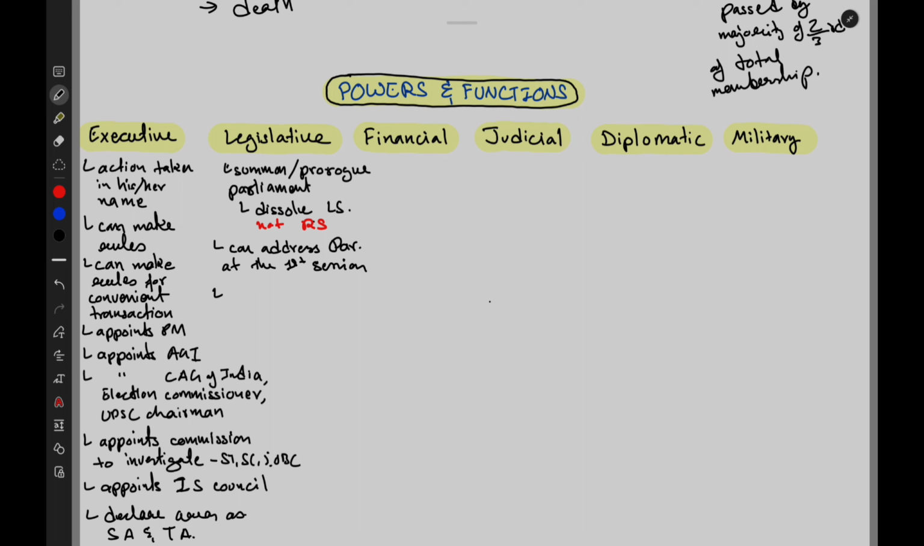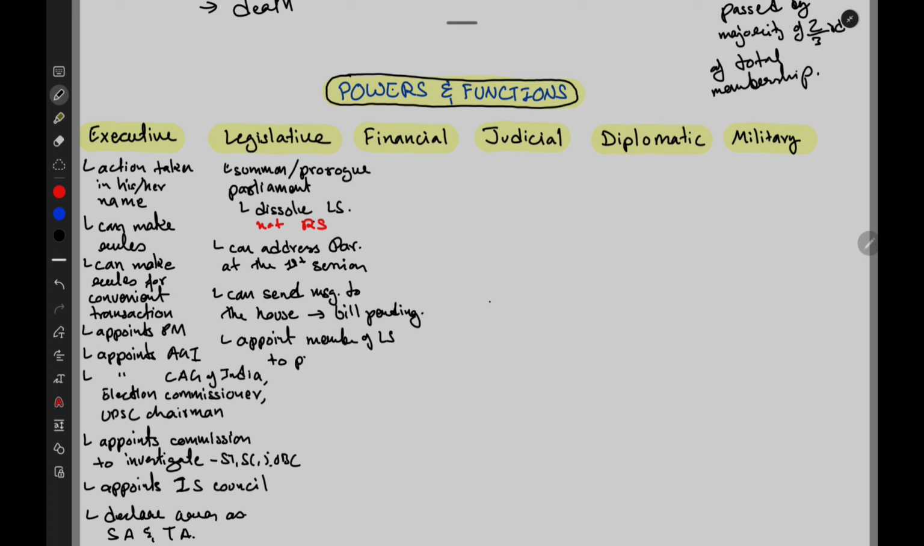He appoints the commission to investigate the condition of the ST, SC and OBC. He appoints the interstate council. He declares areas as scheduled areas and tribal areas. Now the legislative power. The president can summon or prorogue the parliament. The president can dissolve Lok Sabha but not the Rajya Sabha. He can address the parliament at the first session after the first general election and at the first session of the year. He can send messages to the house relating to pending bills.